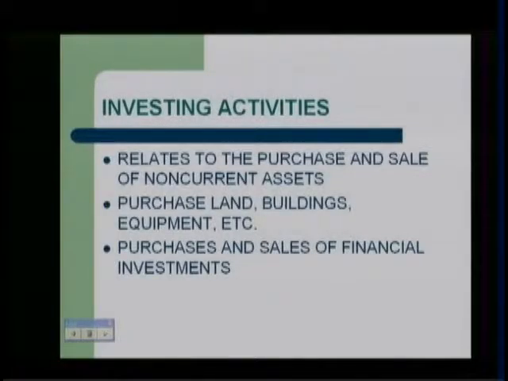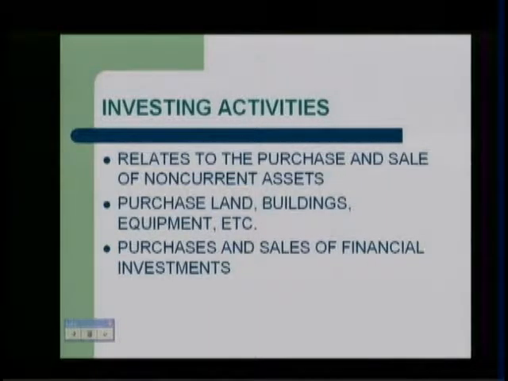In the investing section of the cash flow statement, the firm discloses their purchases and sales of non-current assets, such things as land that they bought, buildings they bought and sold, equipment that they bought and sold. They also include such things as financial investments, which would be stocks and bonds that they purchased in other companies that they're using as investments. So you will see mainly non-current assets and other investments in the investing section.